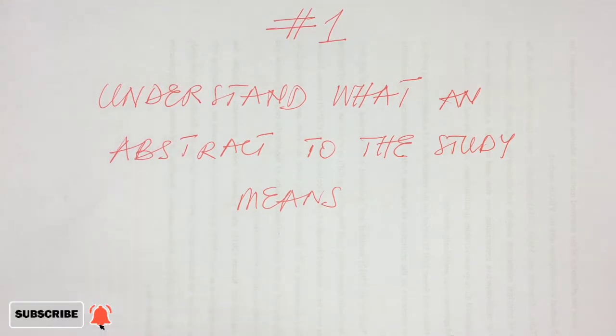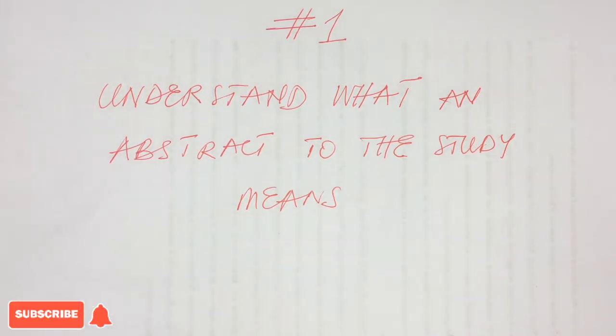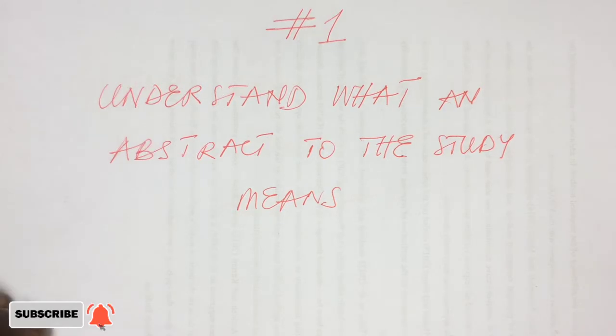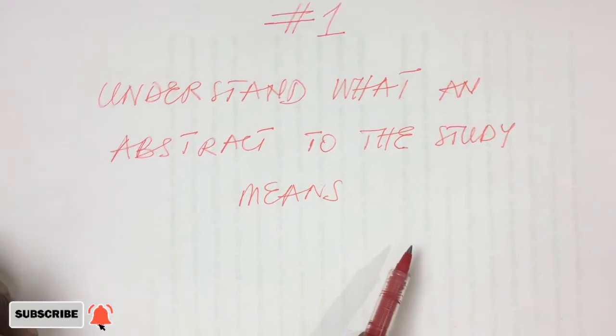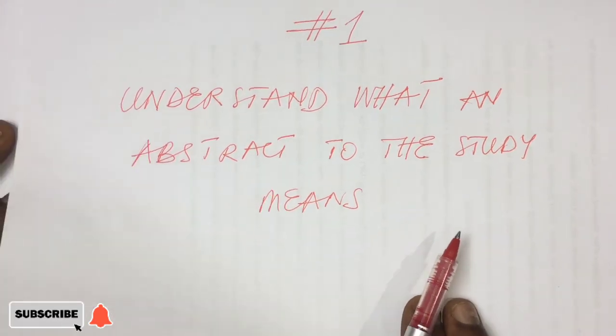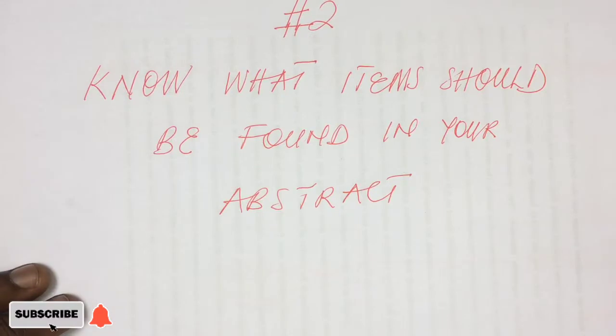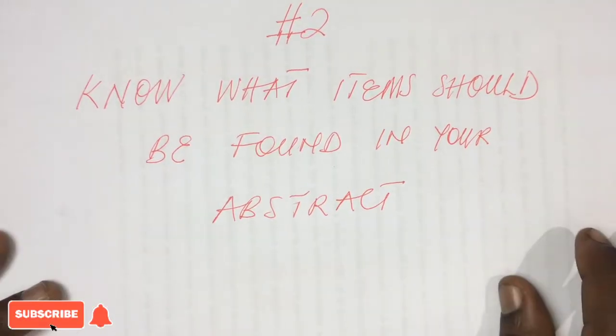Now take note, what makes an abstract different from the summary in your chapter 5 is the style or the format of this summary we call an abstract. So understand that an abstract is a summary of your study. If you understand that, then let's go to number 2.